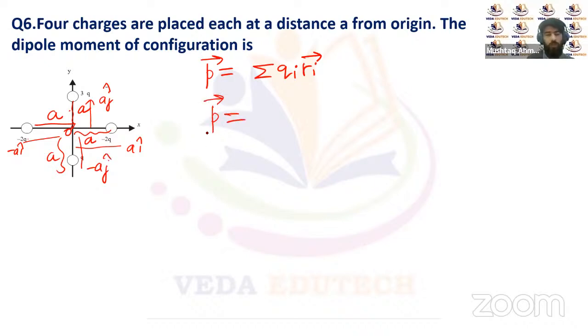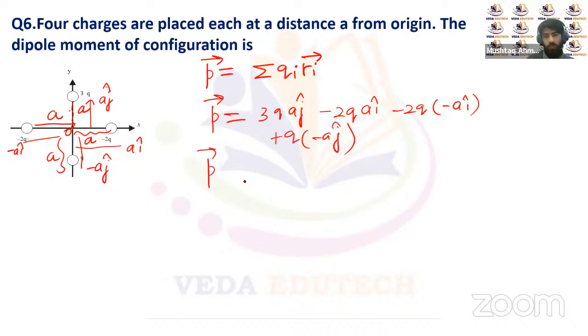The net dipole moment p will be, for this charge, 3q a j cap, in the j cap direction. For the minus 2q charge it will be minus 2q a i cap. Then for the other minus 2q charge it will be minus 2q times minus a i cap, which is plus 2q a i cap. And for this q charge it will be plus q times minus a j cap.